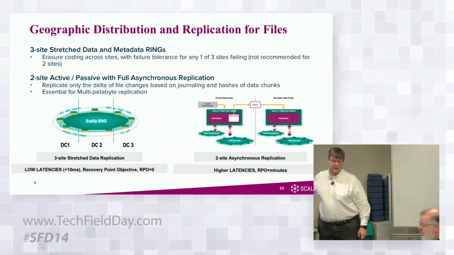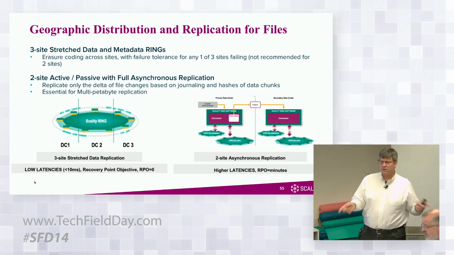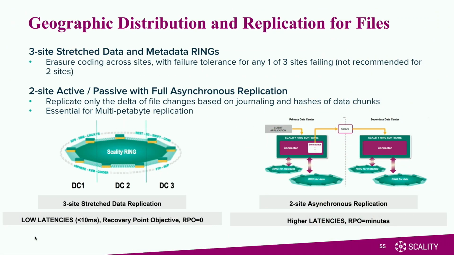So this is the 2-site asynchronous model. A ring on one site, a ring on a second site. Obviously, you can cross-replicate and have both sites primary for half of the data and secondary for half the data. But this model allows you to do a full sync between the two sites. One really nice feature of this is that the inodes are identical between the two sites, which means that hard links survive the replication to the second site.